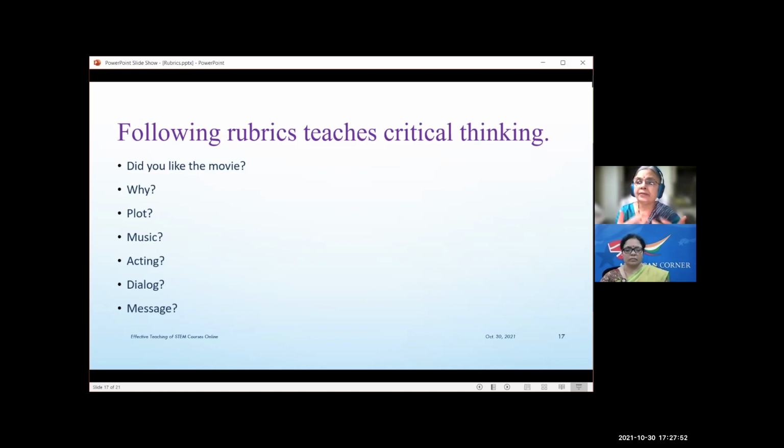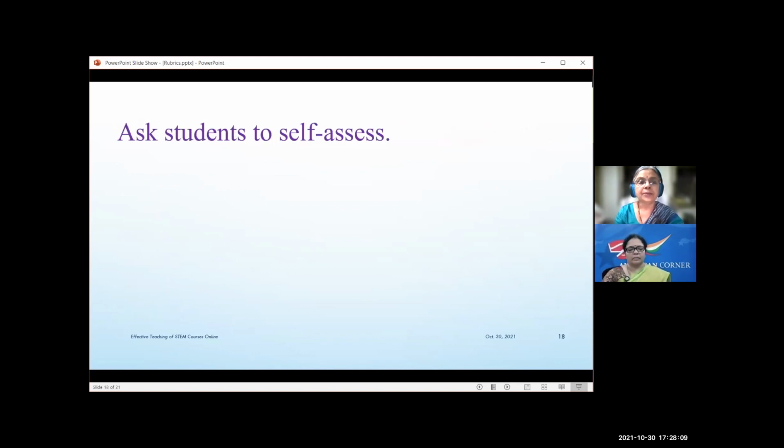So critical thinking simply means you are considering a particular narrow aspect of something, and then you are deciding on the value, or the merit, of that particular aspect. So what I said is to ask the students to assess themselves, and that is the best thing, because unless the student is aware of their own weaknesses, they are not going to put in the effort in the right direction. So tell the students, okay, this is the assignment.